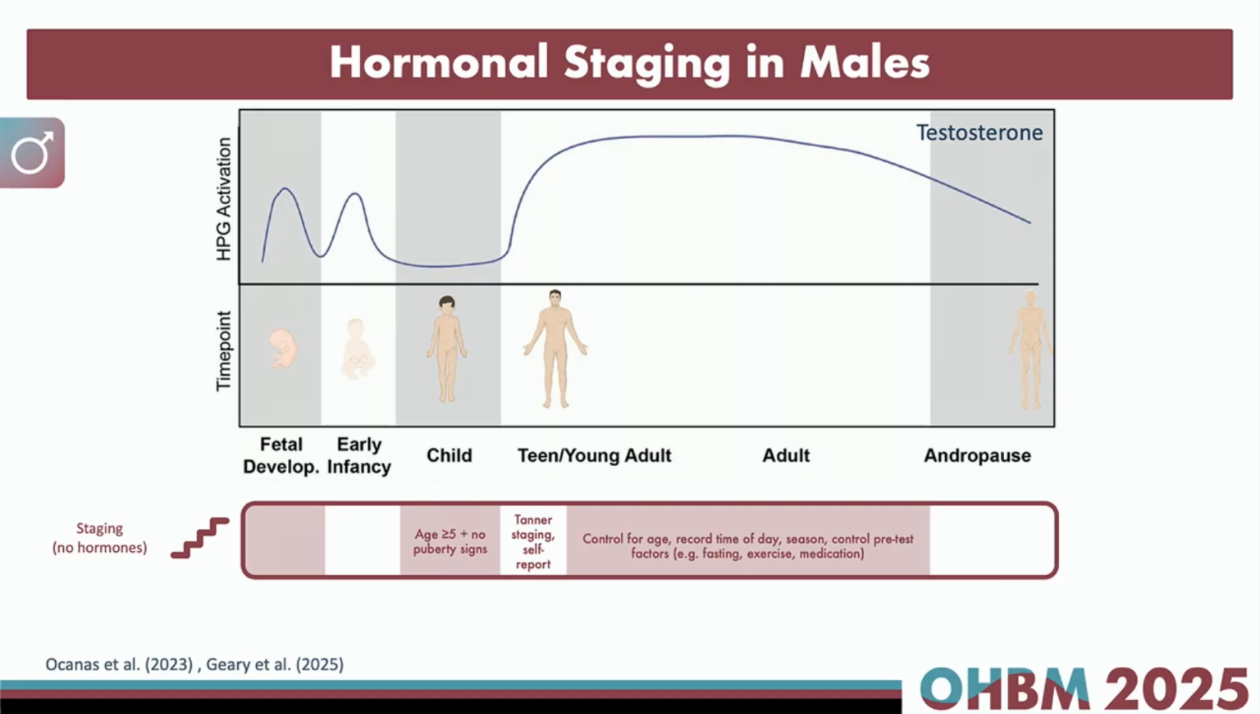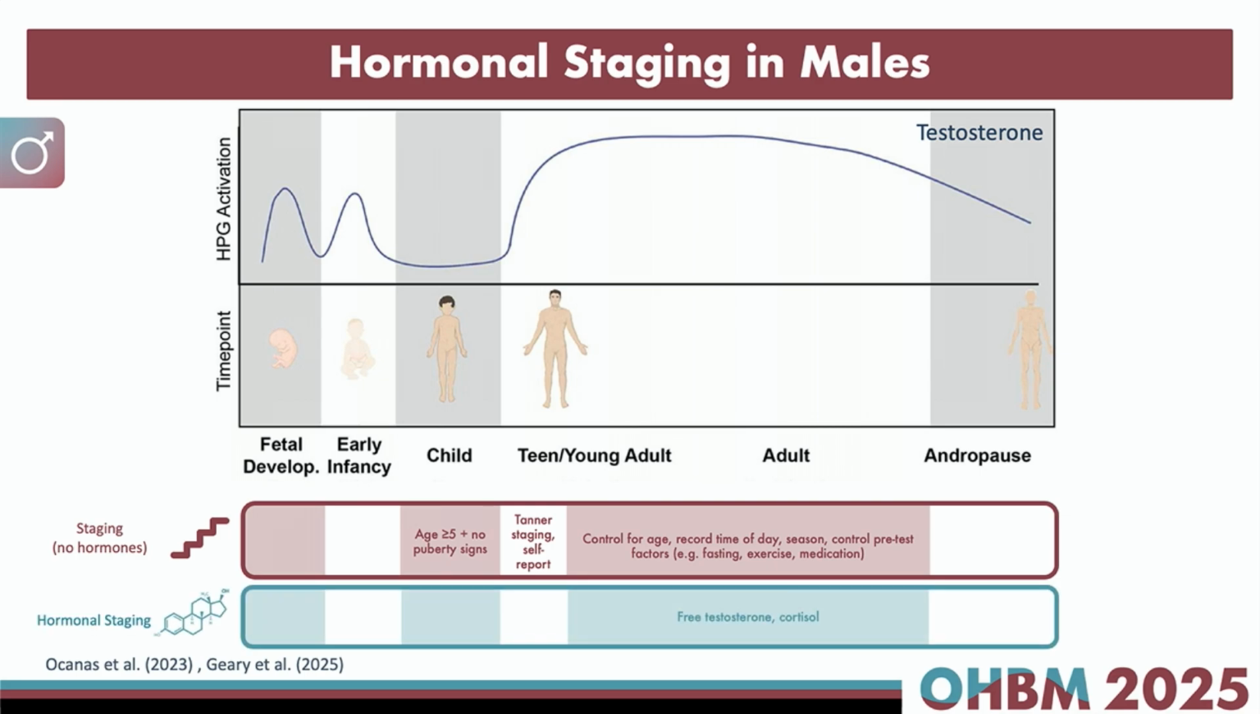Actually, for children, it's the same for females and males. Most of the time, when there's an age higher than 5 and no pubertal signs, it's defined as a child. And in puberty, most of the time, Tanner staging is used. So this is a clinical assessment, but also there are very valid self-report measurements on that. Hormonal measurements are not as used due to their invasiveness.